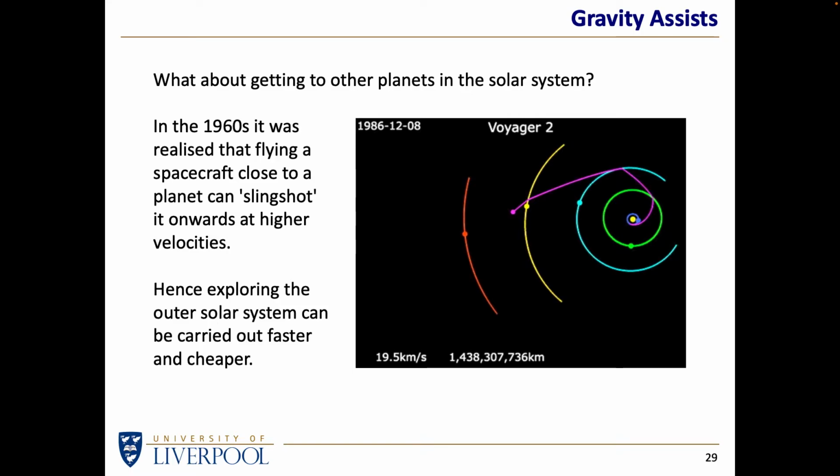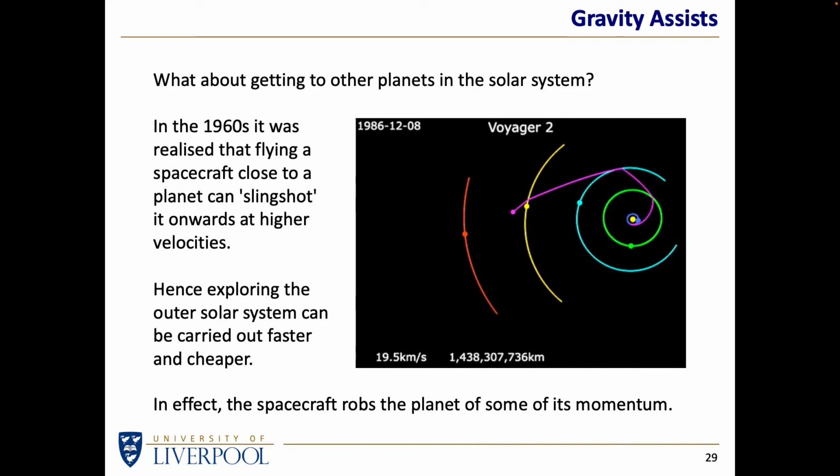So that means that you can get to the outer planets faster and cheaper and use less fuel. So you have more instruments rather than lots of fuel to get you up to high speeds to explore the outer solar system. In effect, what's happening is the spacecraft robs the planets of some of their momentum, and the planets lose a little bit of speed and the spacecraft gains a little bit of speed.